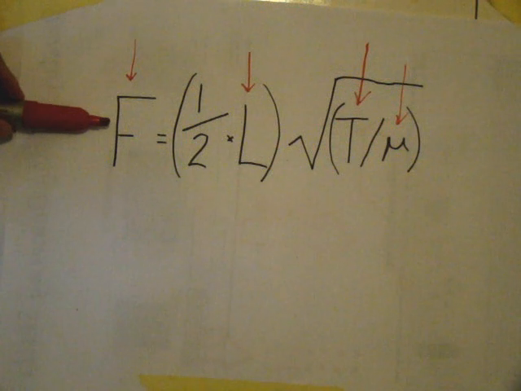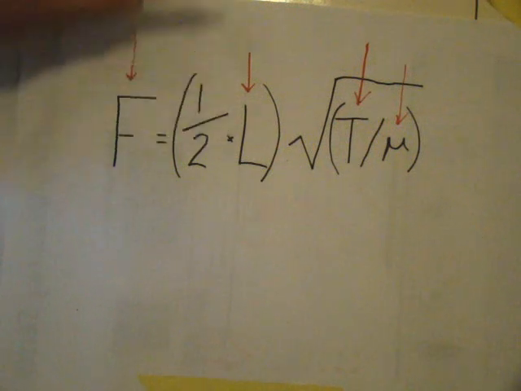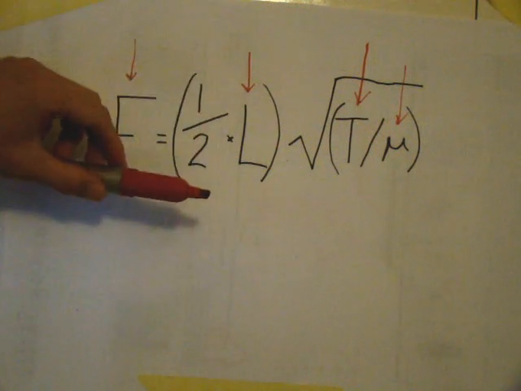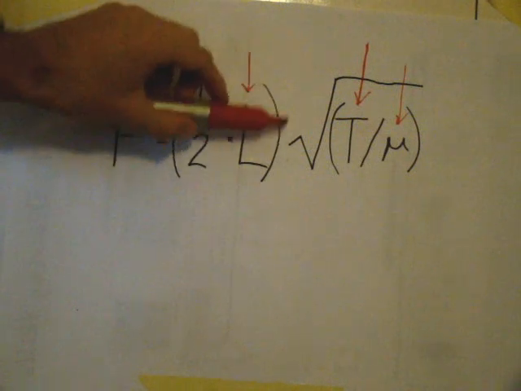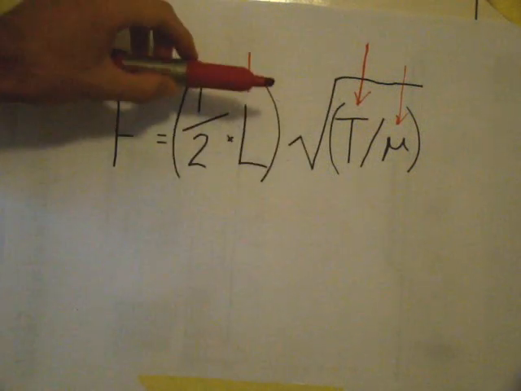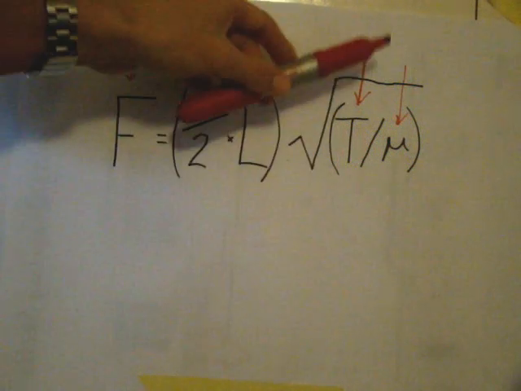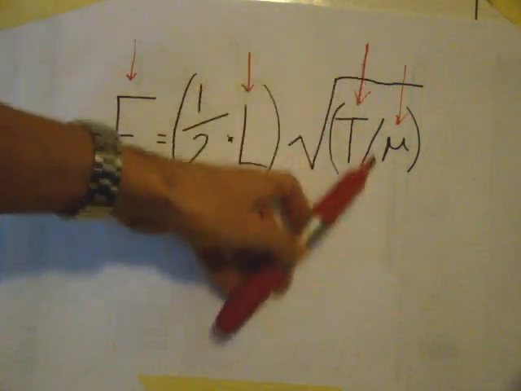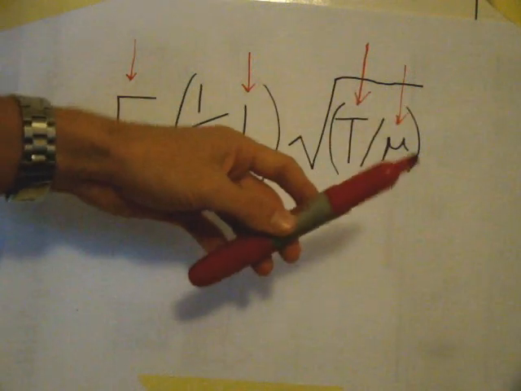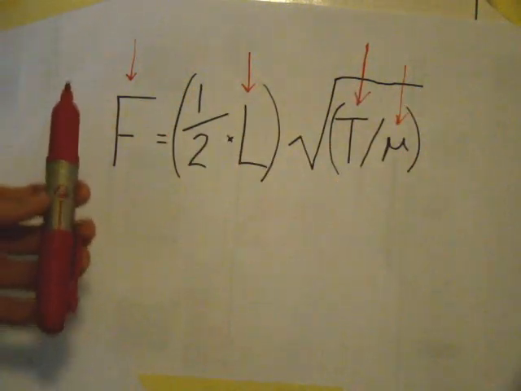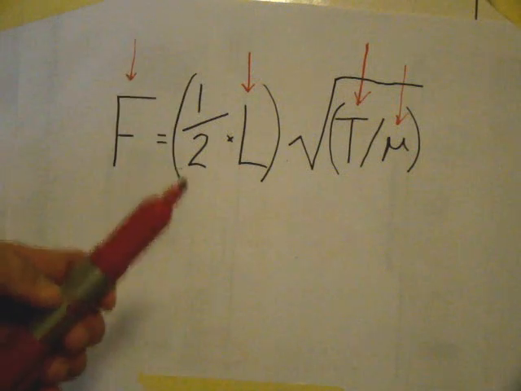So, frequency is equal to half L, longer strings will give us lower frequencies, times the square root of tension. Low tension gives us low frequencies, high tension gives us high frequencies, divided by mu. And mu can mean thick strings and thin strings, thicker strings giving us low frequencies, thinner strings giving us high frequencies. Now it's time for you to play with the rubber bands we supplied you with.